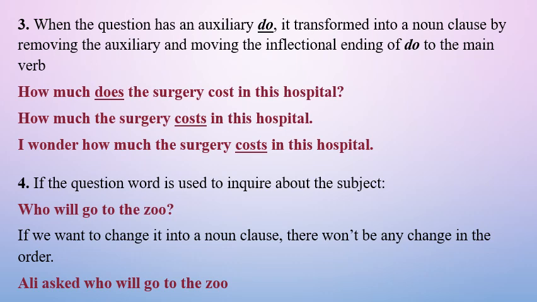In this case, the subject is unknown. For example, we have many examples of WH words that inquire about the subject. Who will go to the zoo? Originally the sentence was Ali will go to the zoo, and if the subject is not known, who will go to the zoo? You don't know the subject. If you want to change it into a noun clause, you don't do anything. All you need to do is to insert it after the verb, and now it is in the object position: Ali asked who will go to the zoo.